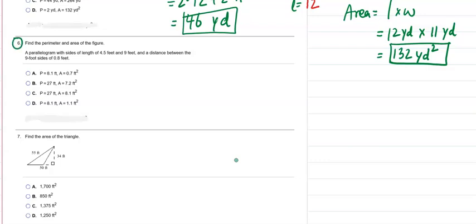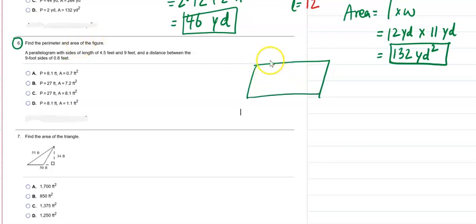Okay, question number 6. Find the perimeter and the area of the figure. But the figure is not given, only a description of the figure is given: a parallelogram with sides of length 4.5 feet and 9 feet, and the distance between the 9-foot sides is 0.8 feet. So here you go. That's the parallelogram. Again, refer to your formula list.